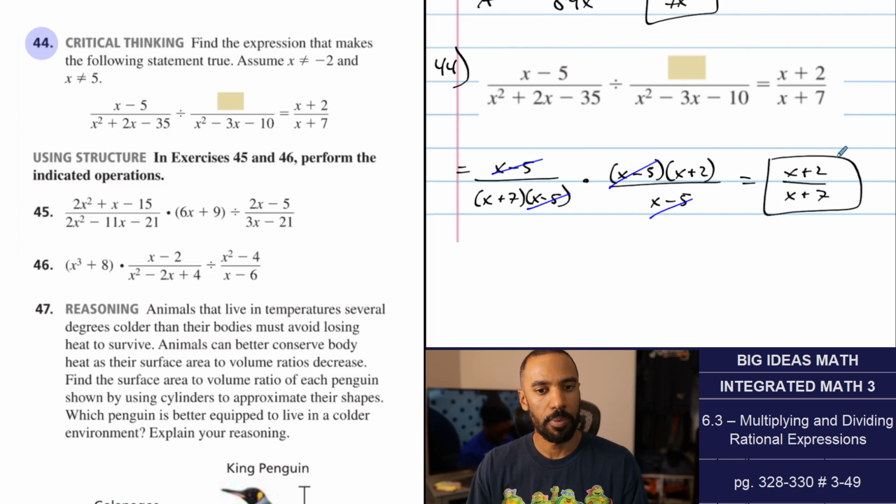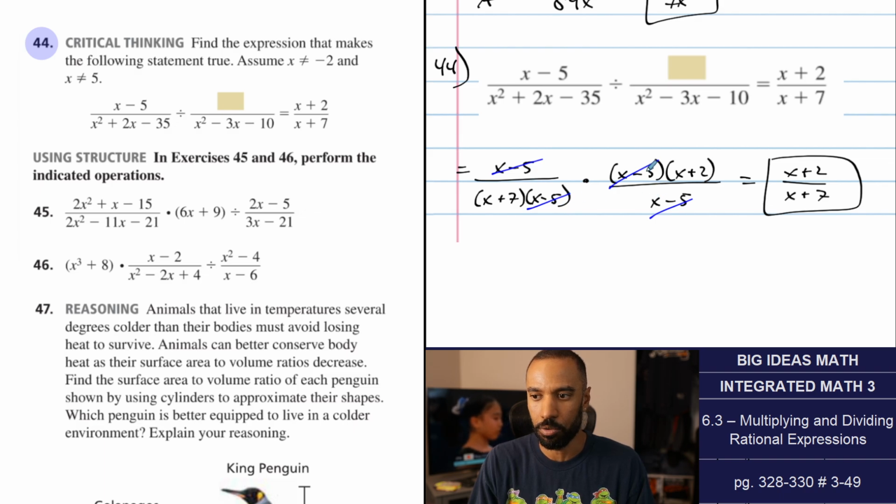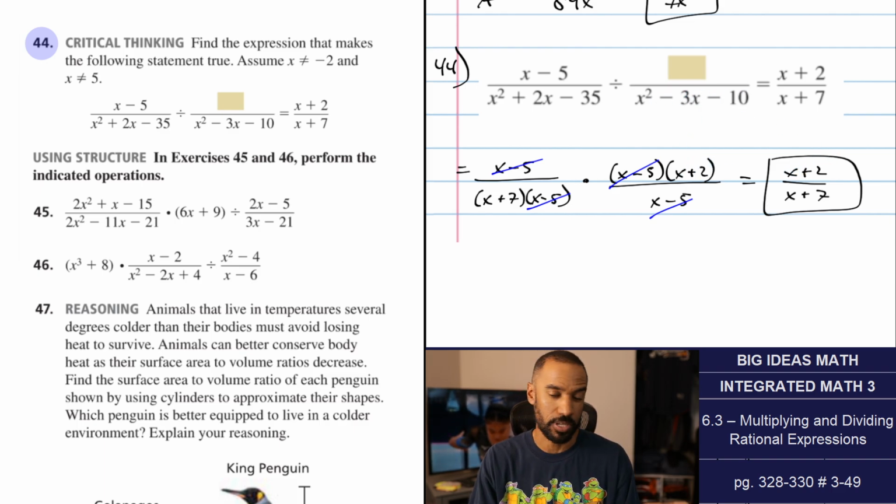Now they said assume x can't equal -2 and x can't equal 5. Well, it can't equal 5 despite the cancellations. And it can't equal -2 because this was on the bottom. This was a factor on the bottom before, so that's still a part of it. So that answers x minus 5.